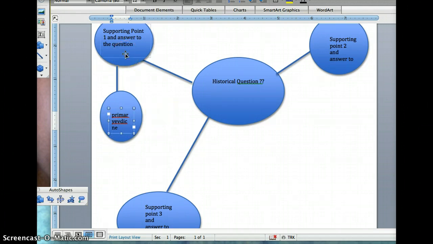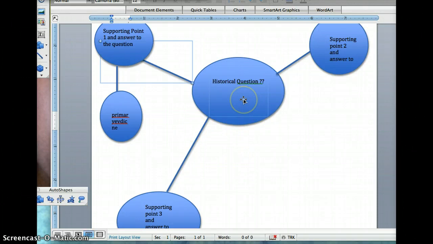So if you were saying that the increase in population, you could look at the journal that you're studying and see that hundreds and thousands of people came to California during this time because of gold, and you would cite directly from the journal where the person has said that. And you would do the same for all of your supporting points. You're going to put the primary source evidence that goes along with that supporting point there.